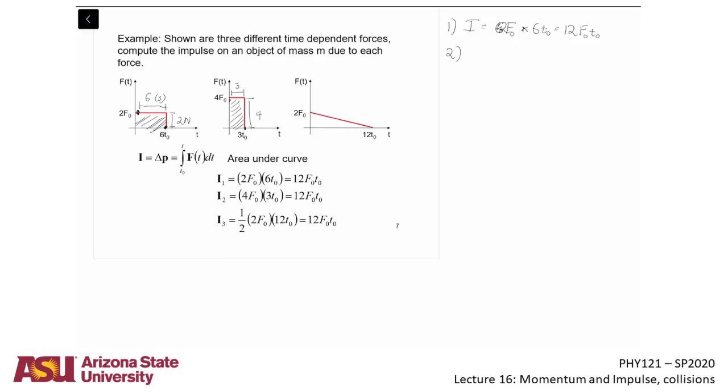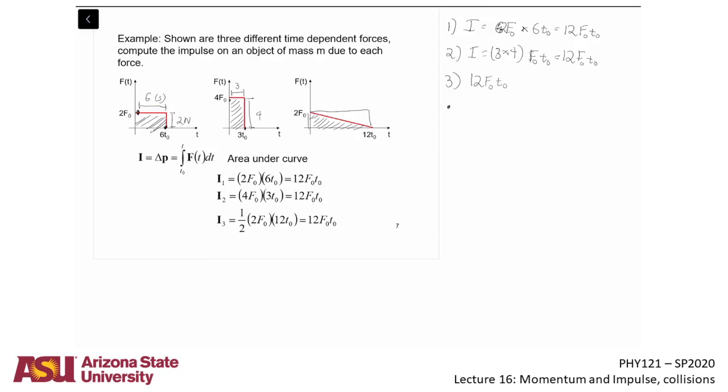Okay, the second one is 4F0 times 3T0, so this is 3 by 4. And this, 3 times 4, F0 T0 equals 12 F0 T0. Okay? The third one, right, is 2 by 12, but it's a triangle. Therefore, this is half the area of the corresponding rectangle.